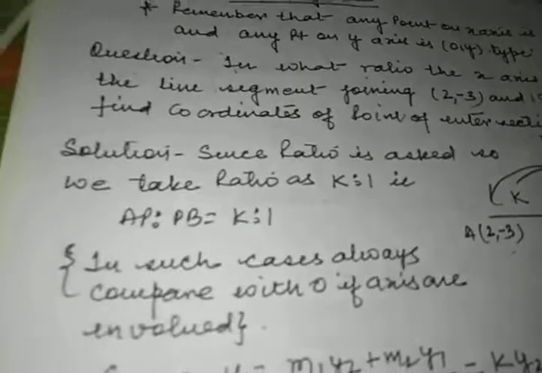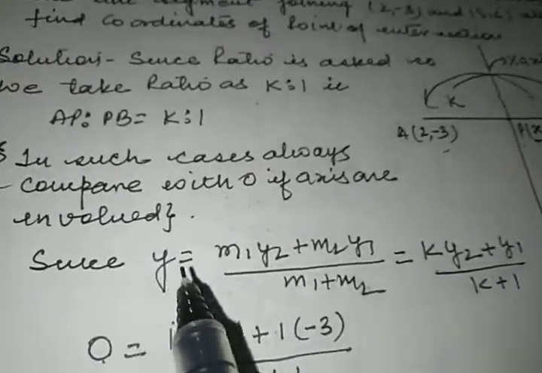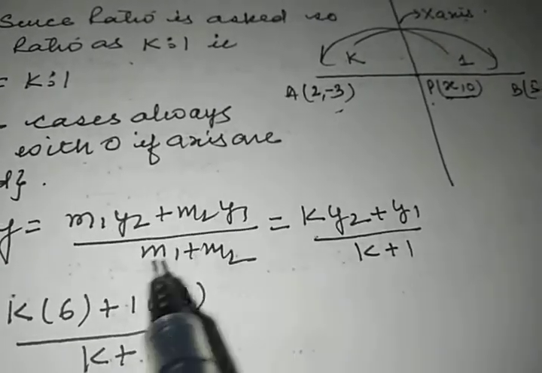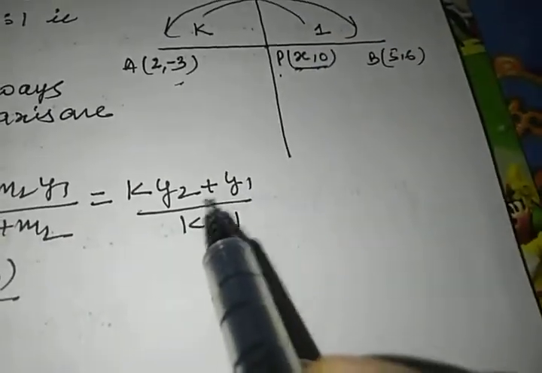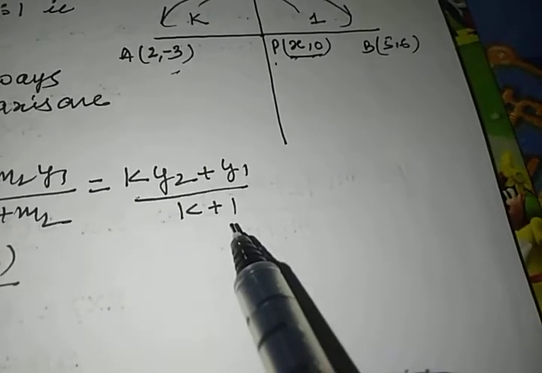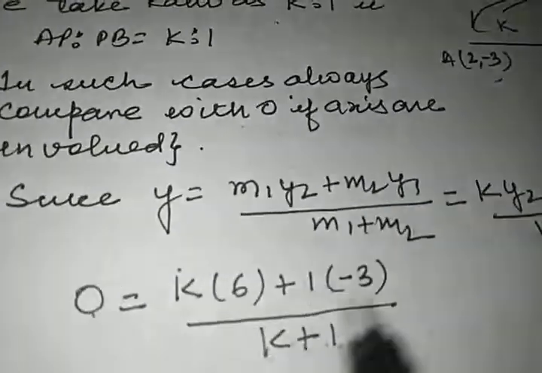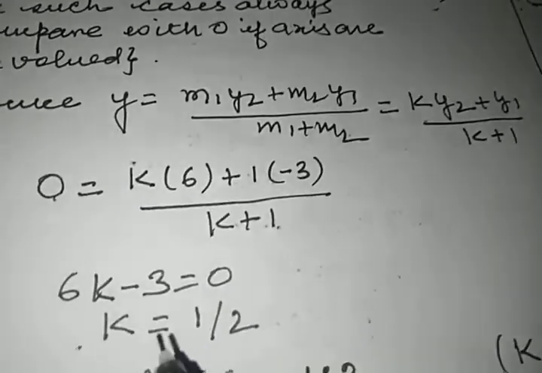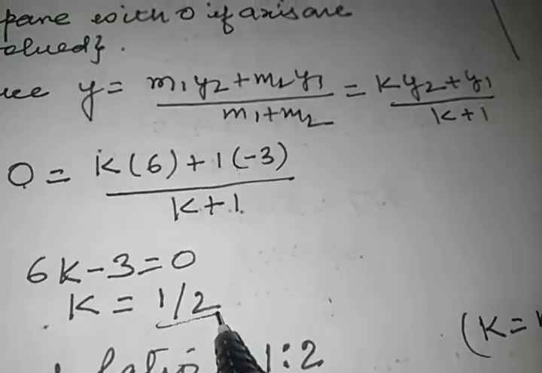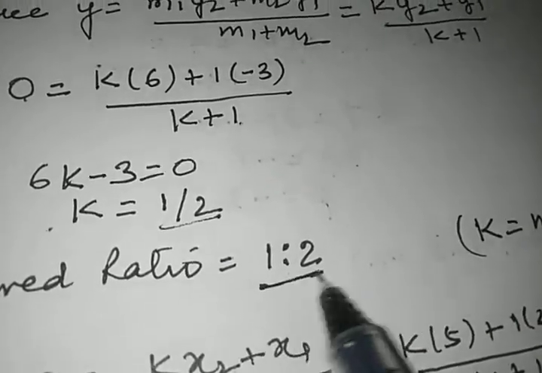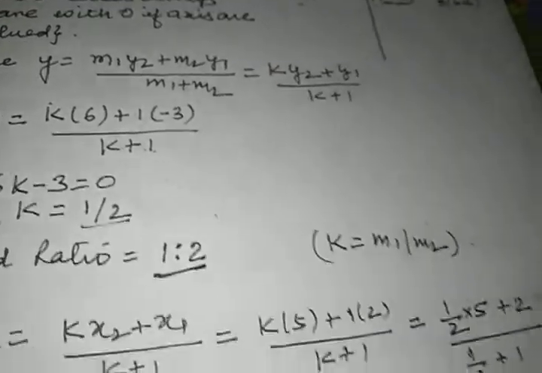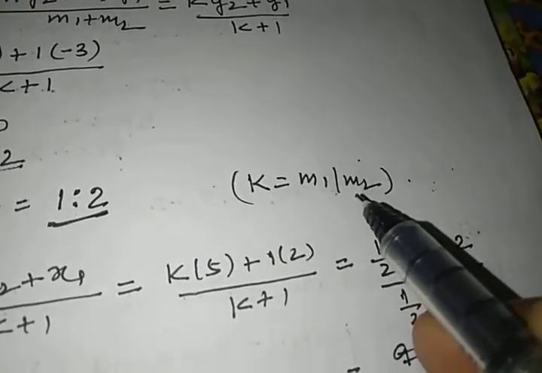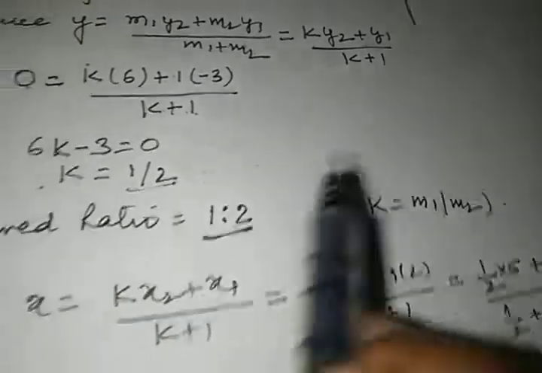So that I have done here. See, now I have taken only the y coordinate. This is 0, so the calculation will be very easy. (m1 y2 + m2 y1)/(m1 + m2), that is (k y2 + y1)/(k + 1). Okay, so the value of y is 0 here. Put in the formula, so you get k is equal to half. Okay, so the ratio is equal to 1:2 here, right? How? Because the value of k is m1 upon m2, as I told you earlier, so it will be 1:2.